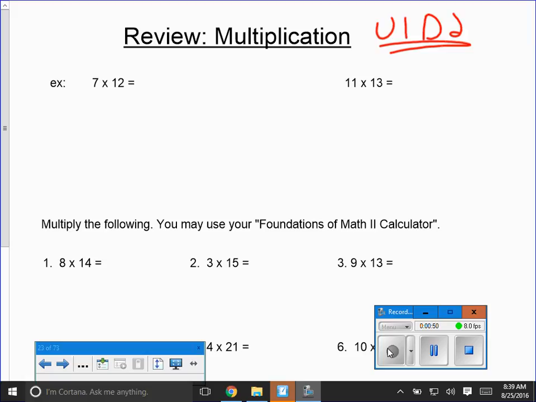So first thing's multiplication. Here I'm taking 7 times 12. This isn't one that's going to be on your times tables, on your calculator sheet, so you're going to have to write this one out. So we set it up like this. We stack them up. Notice how we put the smaller number on the bottom.